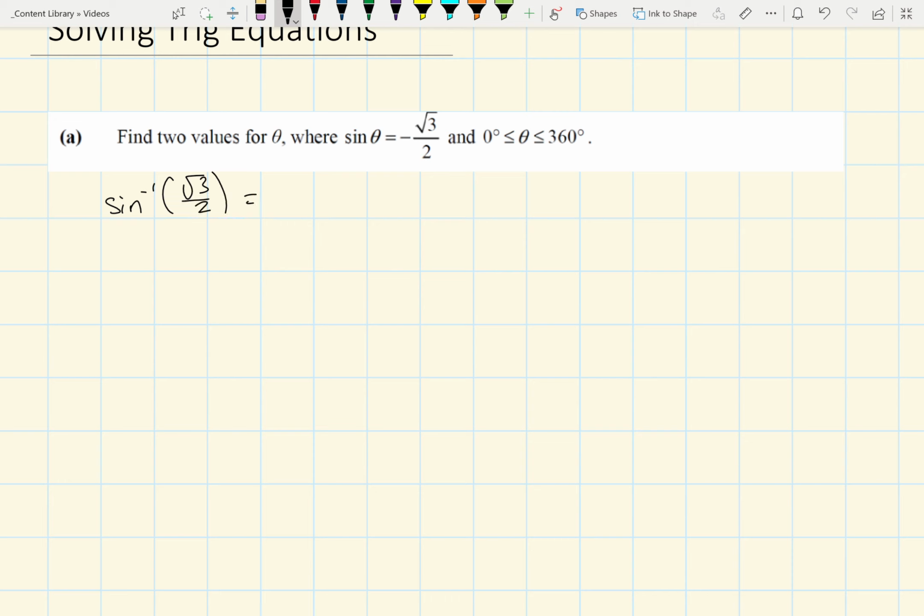Pop that into your calculator and you get 60 degrees. Your next step is to draw a quick sketch of the unit circle. And this is where a minus sign comes into it. So we have a minus, my ratio is sine. We need to check where sine will be negative, and that is going to be in Q3 and Q4.